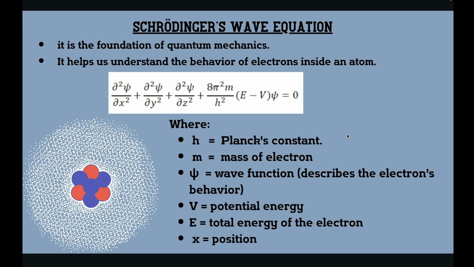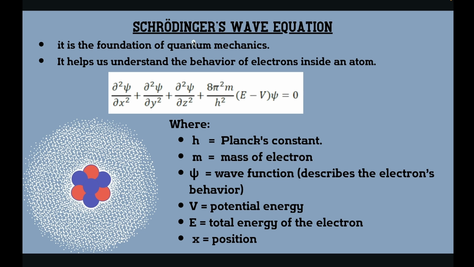To better understand the behavior of an electron as a wave, we use a very important equation developed by Erwin Schrödinger. It is called the Schrödinger wave equation. It is the foundation of quantum mechanics. It describes how the wave function of a particle changes with position and time. It helps us to understand the behavior of electrons inside an atom, where they are likely to be found and how they move.